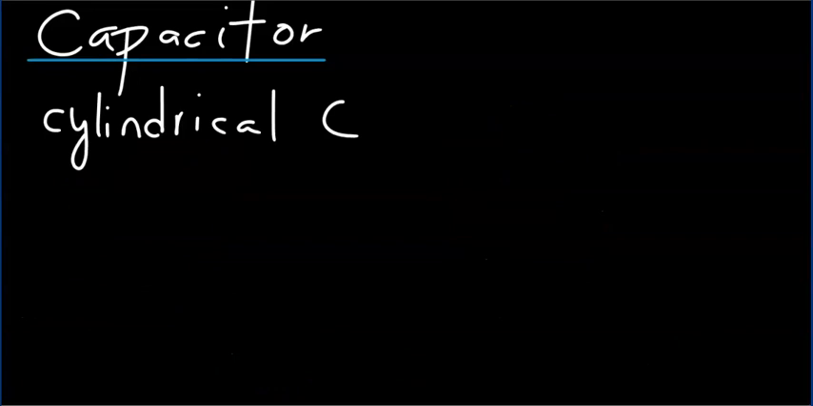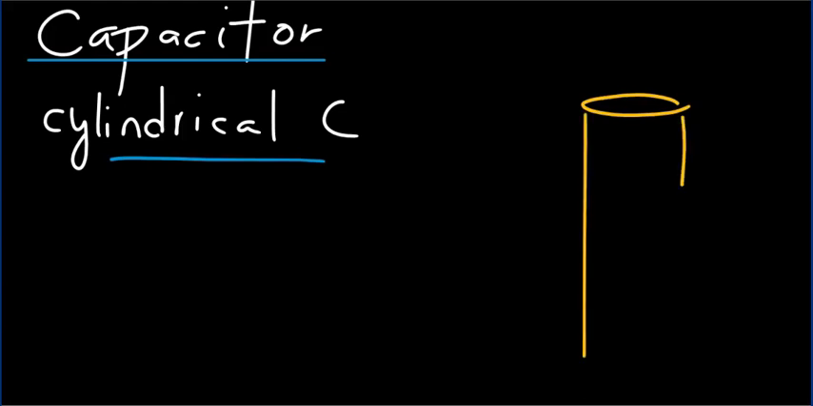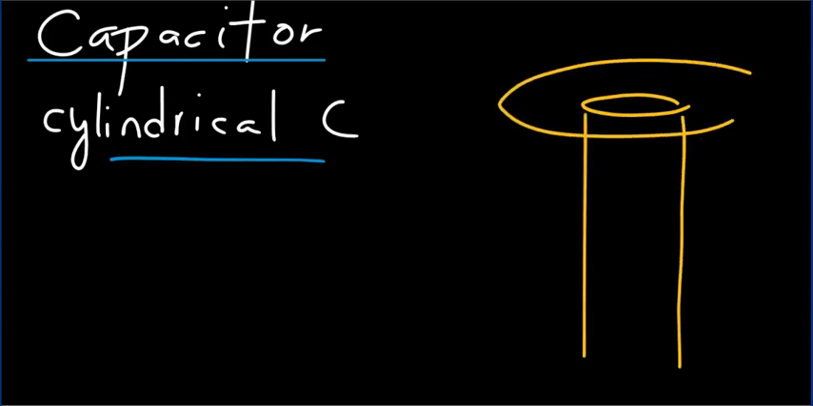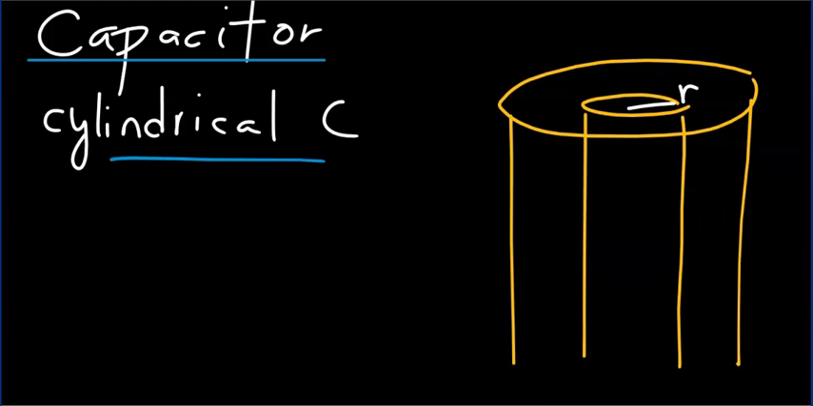The third example is what we call the cylindrical capacitor, which consists of two very long concentric cylinders. The inner one may have its own radius, let's say Ri, and the outer cylinder with radius Ro. And you can place, say, a positive charge on the surface of the inner cylinder and a negative charge on the surface of the outer cylinder.